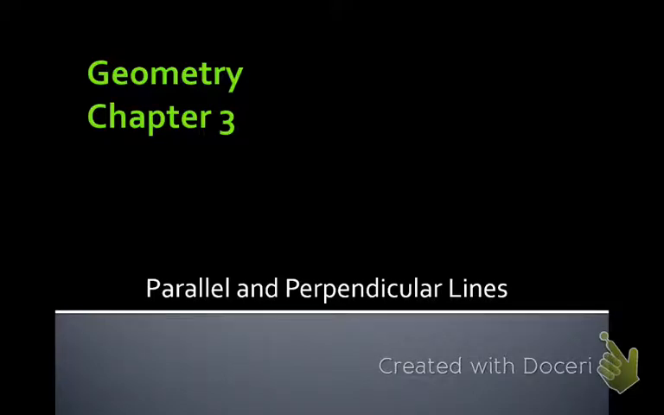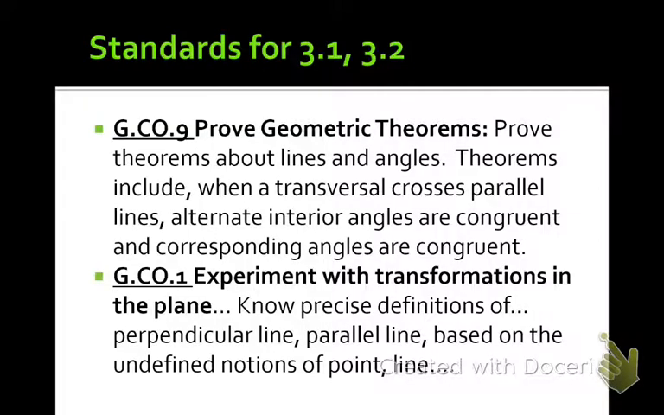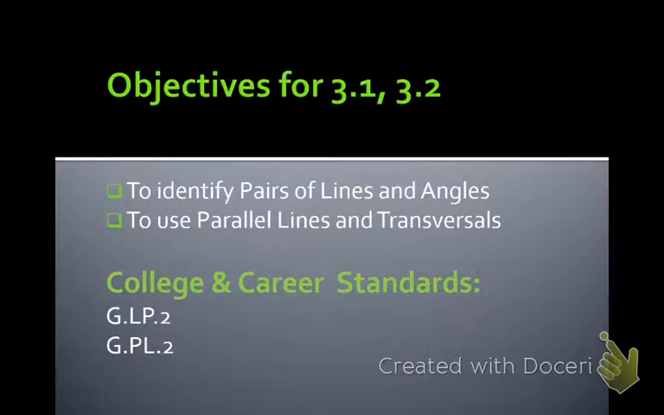Chapter 3, Parallel and Perpendicular Lines. We're going to cover sections 3.1 and 3.2 today. Our objectives for 3.1 and 3.2 are to identify pairs of lines and angles and use parallel lines and transversals.